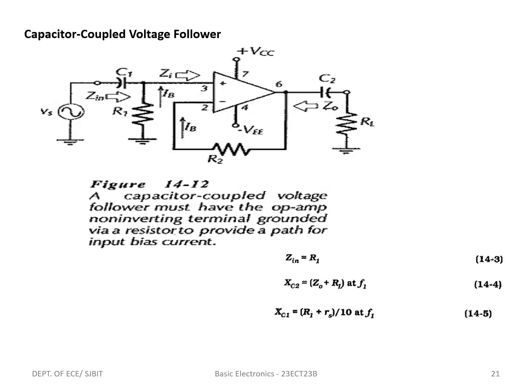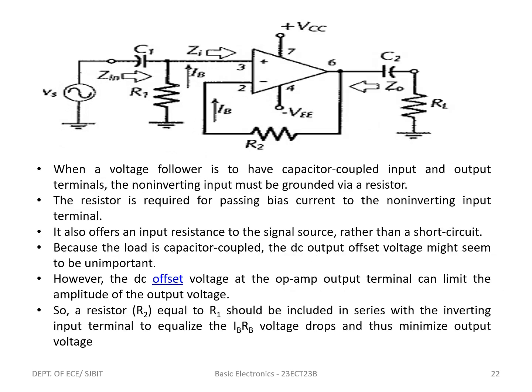Next, this is a capacitor coupled voltage follower circuit. Here, when a voltage follower is to have capacitor coupled input and output terminals, the non-inverting input must be grounded by a resistor. The resistor is required for passing bias current to the non-inverting input terminal. It also offers an input resistance to the signal source rather than a short circuit.